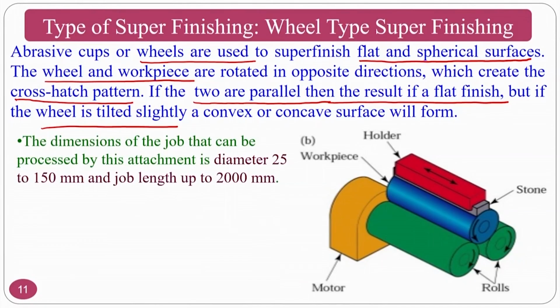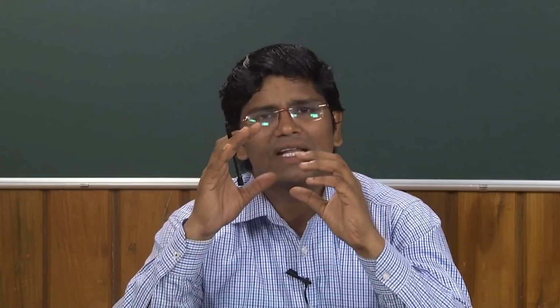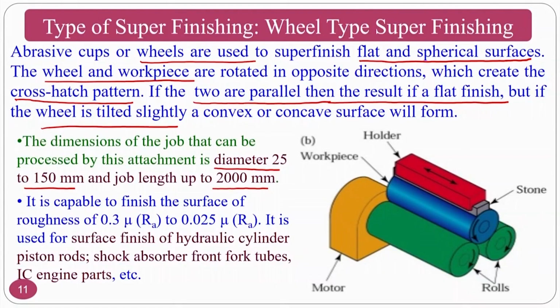Okay. So, dimensions of the job can be varied from diameter of 25 to 150 mm and the length is 2000 mm. That means you can do the super finishing operation using this particular method with diameter ranging from 25 to 150, and the length will be approximately 2 meters. Okay, that is 2000 mm you can do. It is capable of finishing the surface roughness of approximately 0.3 micrometers to 0.025 micrometers of central line average value.